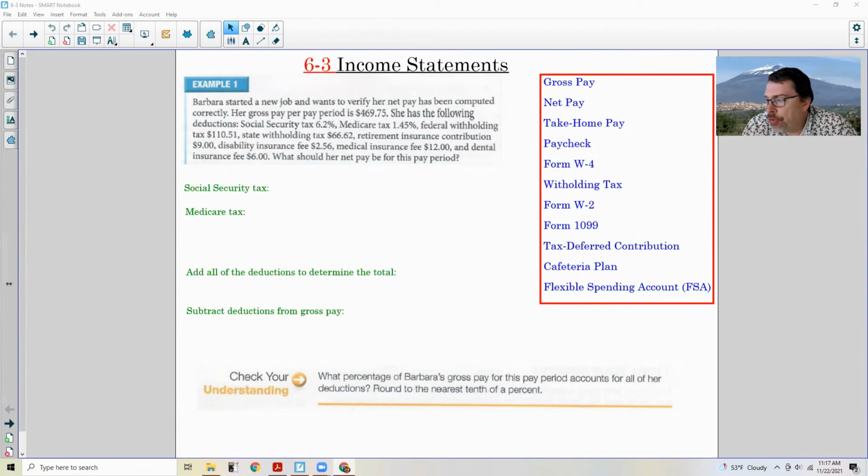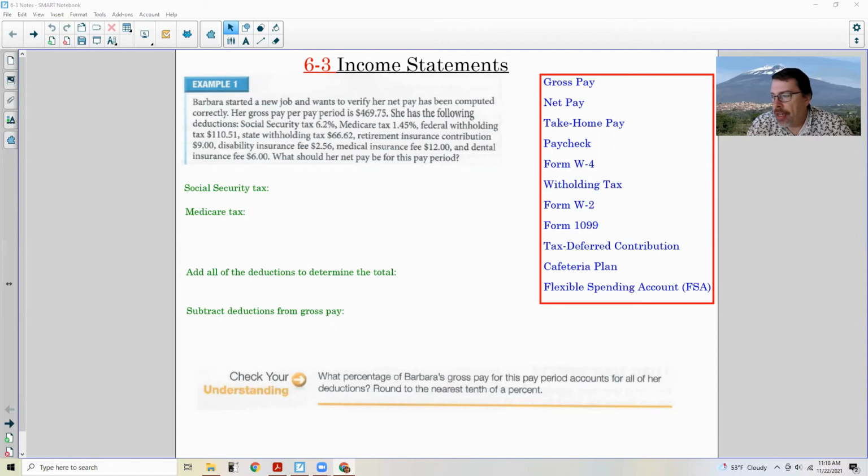Tax deferred contribution is just simply that. If you contribute to something like your retirement, and it's a tax deferred contribution, it means they take it out of your gross before applying a percentage to your pay. In other words, that money would not be taxed. So let's just say I made $2,000 in my paycheck and I put $100 into a tax deferred contribution to my retirement. Then I would only be taxed on $1,900 for federal and state and so on, okay?